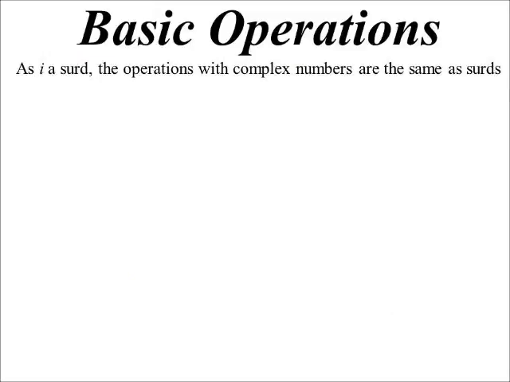How do we deal with them? Basic operations. Well, if you think of them as a surd, you already know how to deal with them. Or you can think of them as algebra as well, because you can think of i like a pronumeral. So i is a surd, and operations with complex numbers are the same as with a surd. So we want to add them, the real part with the real part, the imaginary part with the imaginary part.